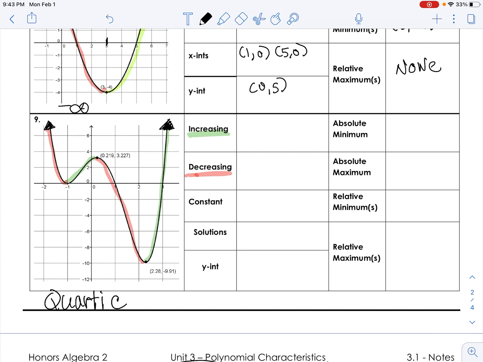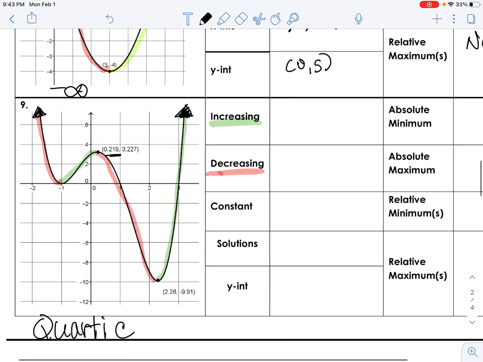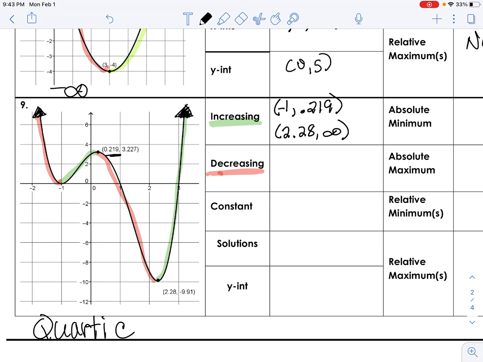All right, so let's talk about the increasing, because we're going to do green. So increasing from -1 to whatever that x is right there. I'm going to have to zoom in to figure out what that is. So -1 to 0.219. And then it's increasing again from 2.28 to infinity. Decreasing from negative infinity to -1, because remember, no. Sorry about that. Yeah, no, I'm right.